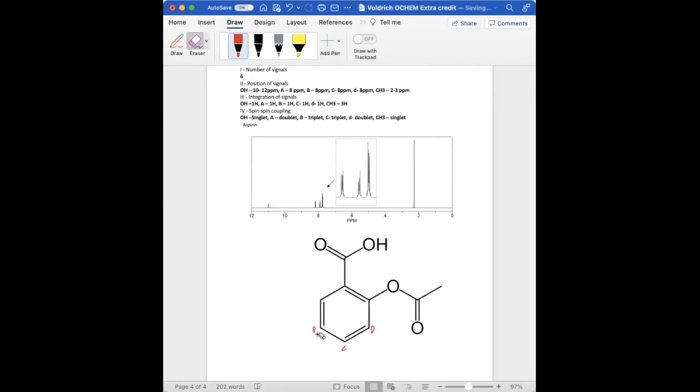I hope that helped you identify on an NMR which peaks represent what, and how to determine the position, the integration, the spin-spin coupling, and the total number of signals.